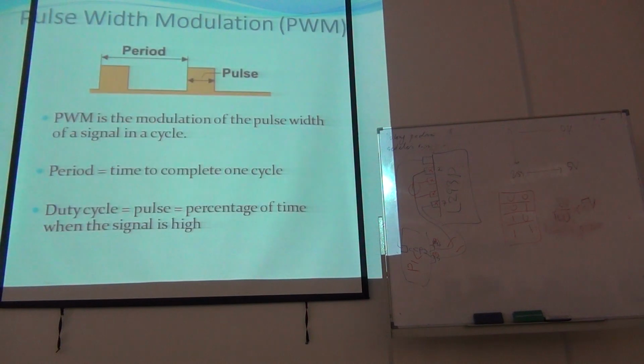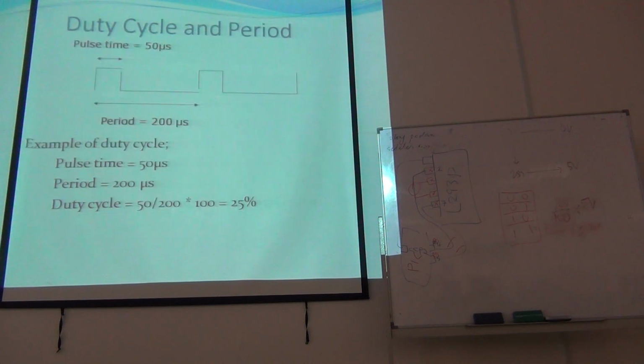Then you have the terms for PWM. Remember that PWM has period, pulse, everything. So this is actually how you can control the speed of the motor. Basically, the area under the graph is the percentage of the voltage.